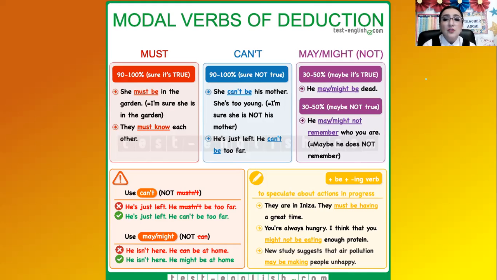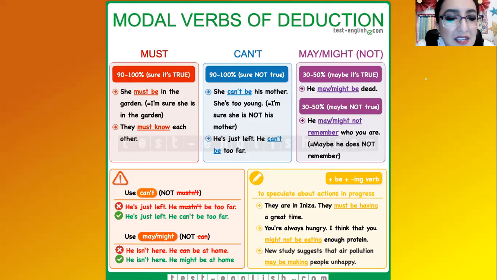He may or might not remember who you are. Okay, might not remember who you are. No recordará quién eres, de 30 a 50%. He might not remember who you are. De todo este porcentaje, justo él no me reconoce. ¿Sale? 30 to 50%, it's when you are not sure, it's not true. May or might. And also we are going to be using can't when we don't want to prohibit something, because you already have it here. Okay, can't.